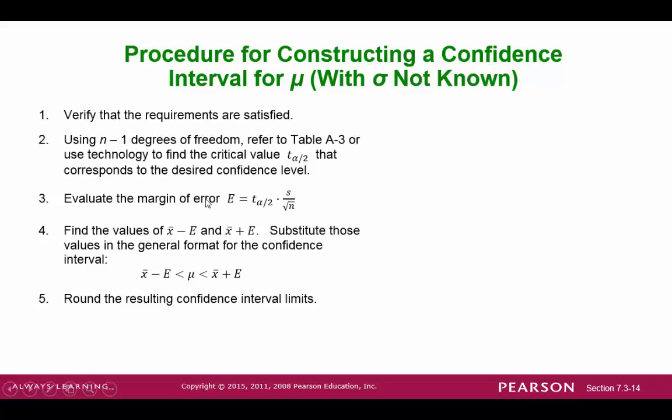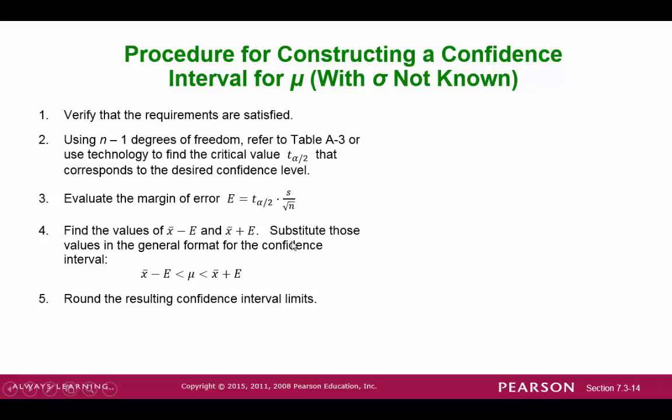So the procedure for constructing a confidence interval, if you were to do this by hand using the table, you would verify that the requirements are all satisfied, and then you would find your degrees of freedom and then use table A3 to search for your critical t value. And then you evaluate your margin of error, you add, subtract from the sample mean, and then you construct your interval, and then you round off.